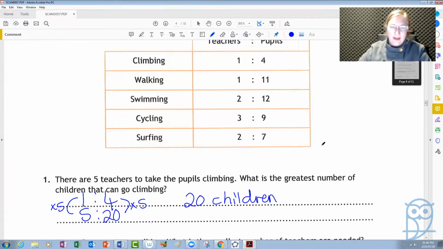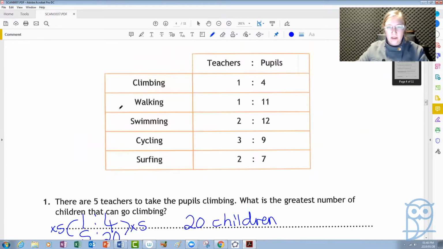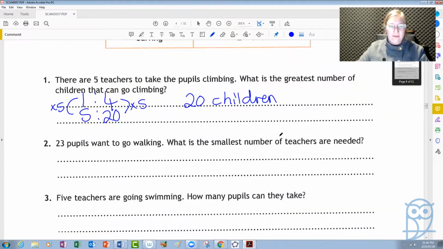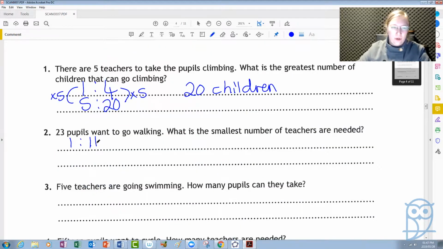Okay. So now you guys get to try this one. 23 pupils want to go walking. What is the smallest number of teachers that are needed to take them walking? So I'm just going to help you quickly. For walking, our ratio is 1 to 11. So 1 teacher for 11 students. Okay. You have a bit of time, so quickly try it and give me the answer in the chat and we'll see how you do. If you can't see the ratio, I did go look it up over here. So we've got walking 1 to 11. So there's our 1 to 11 over there.